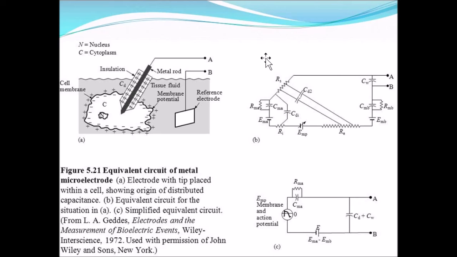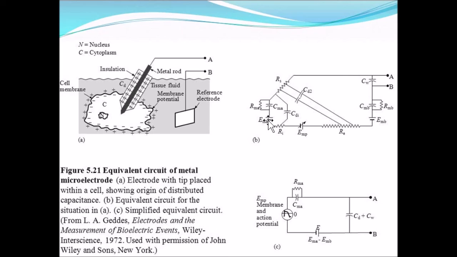RFA, RMA, then RWA and CWA, also inside this component. CMA constitutes the impedance of the microelectrode tip. And R in, here we can find R in. R in is nothing but Ri.